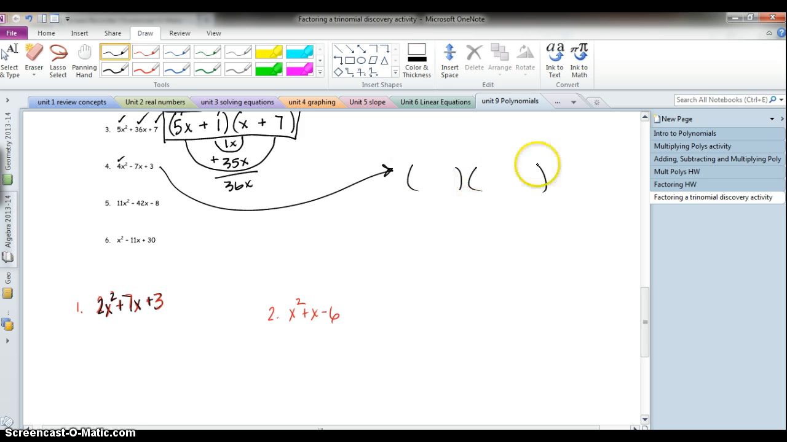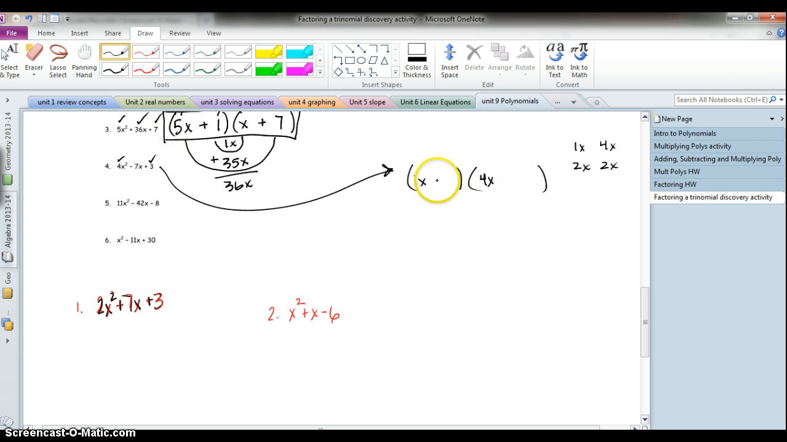Let's look at number 4. So I need a 4x squared. Now again, I've got some choices here. I could do 1x and 4x. I could do 2x and 2x. I really don't know, and that's okay. Just make a choice, check it and see if it works. If it doesn't, you can erase what you have and start over again. Let's choose 1x and 4x, just totally randomly. I don't know whether it's going to work or not, but let's try it out.